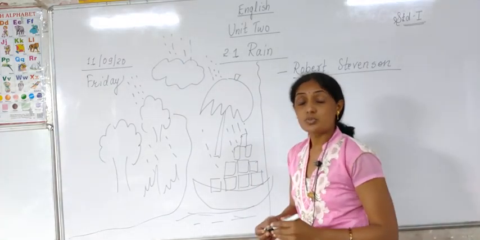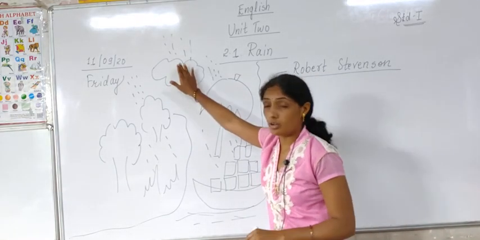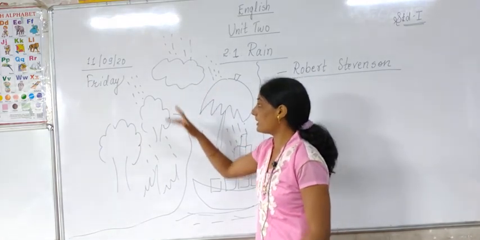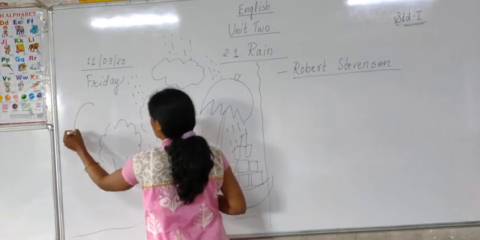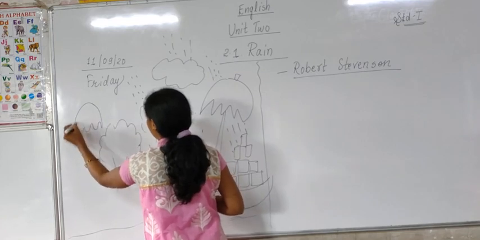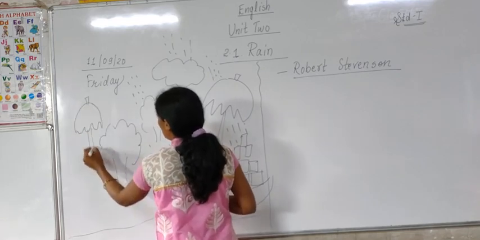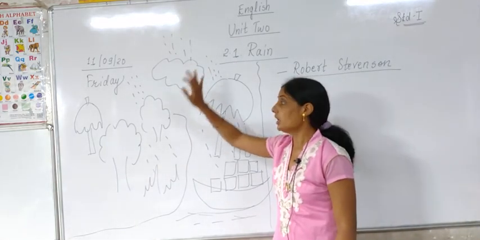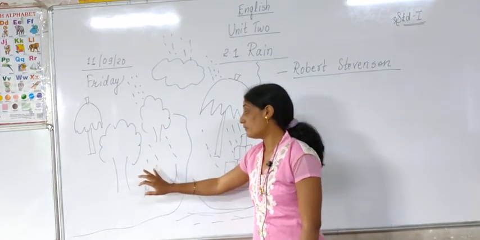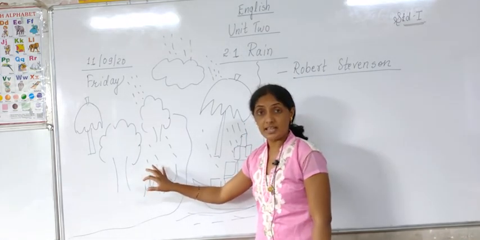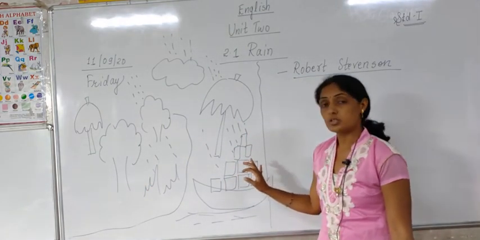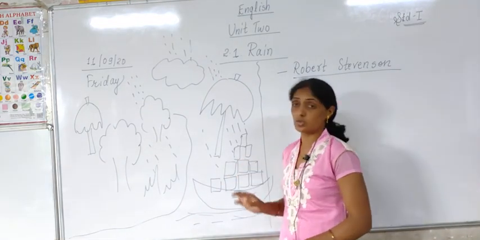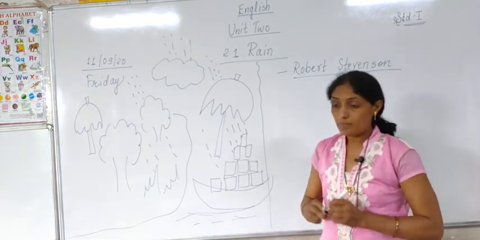correct? Rain falls on what? Rain falls on the clouds, rain falls on the umbrella. Yes or no? Two umbrellas are there. This side also one umbrella is given in the picture, correct? So where does this rain fall? Rain falls on the umbrellas, the clouds, the tree, the field. Field means what? Ground, correct? Rain falls on the sea, yes, sea water, and rain also falls on the ship, correct? Where does the rain fall?